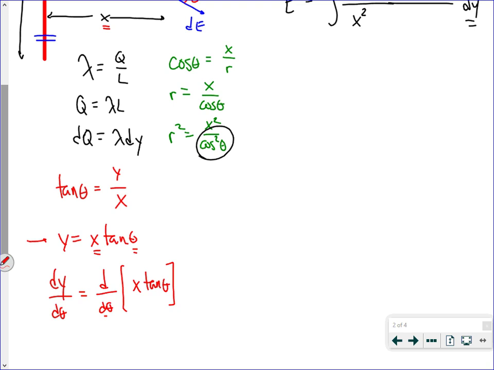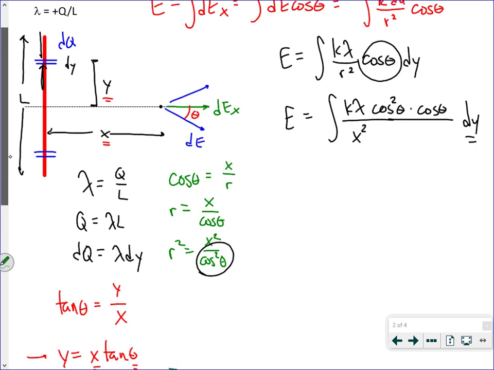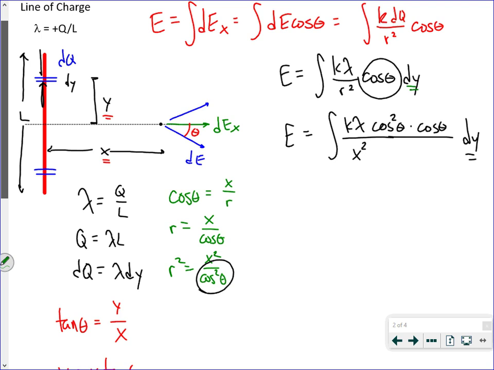Why am I doing that? Because once I take this derivative, I can say dy is that derivative, and I can move the d theta over here. Then I'll be able to write my dy in terms of stuff times d theta. And that's good.